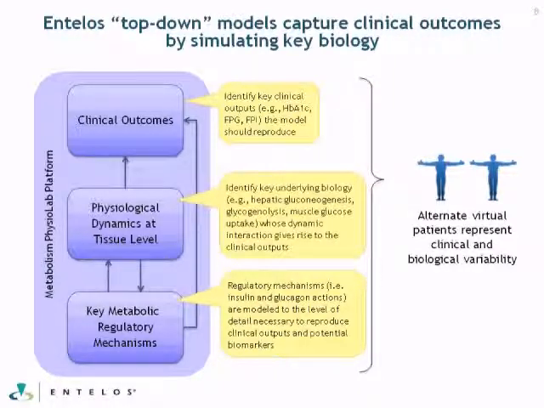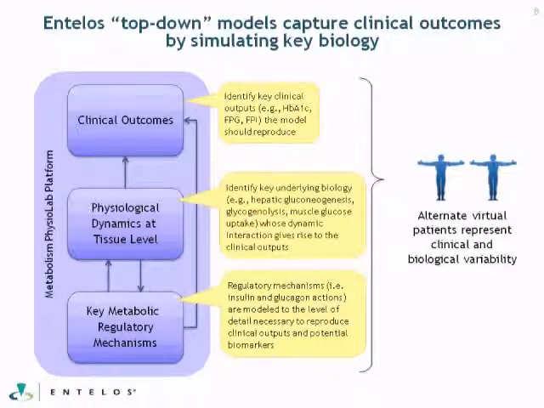The third layer are key metabolic regulatory mechanisms that actually control the adaptive networks of the tissue-level physiological dynamics. For example, including the hormonal actions of insulin and glucagon in insulin-sensitive tissues, biomarkers that either control or respond to a particular pathway, etc. Those are the details necessary to reproduce rational tissue-level physiology in order to reproduce the clinical outputs that we're interested in, as well as the changes of biomarkers.